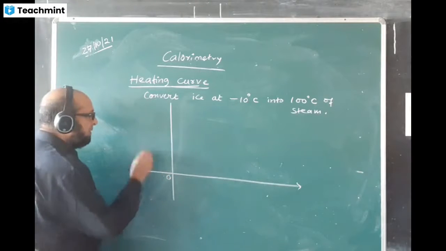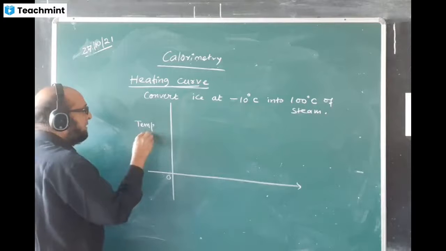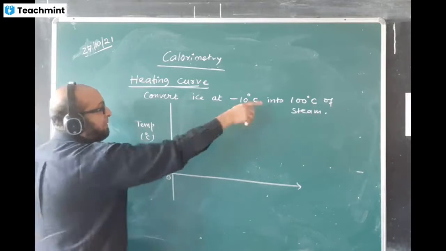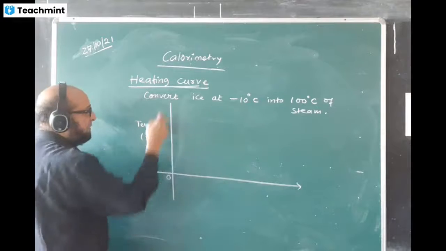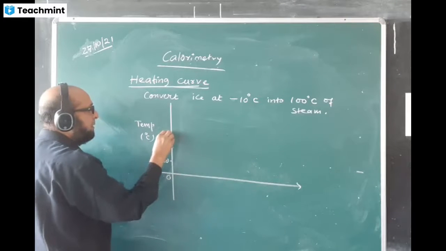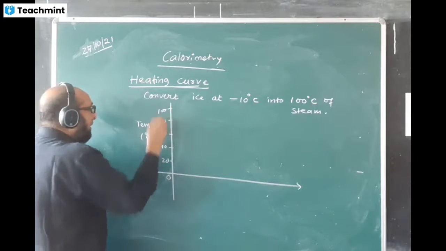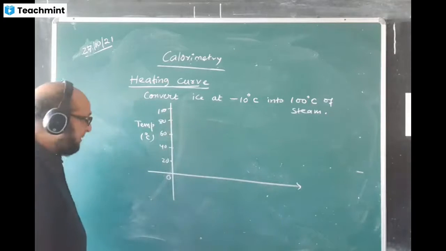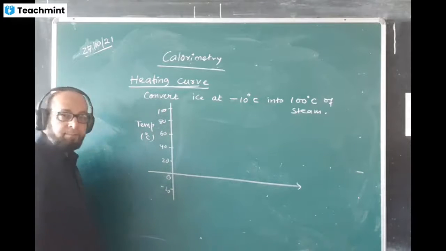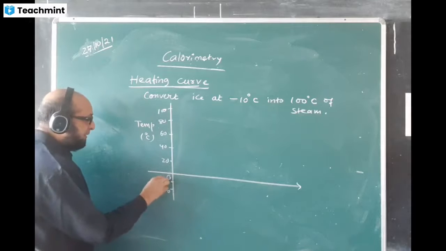This is 0 degree. I show temperature here, temperature in degrees Celsius. The temperature values are minus 10 and 100, which we must show. Since 100 will be too long, I am showing 20, 40, 60, 80, 100. And here I'll show minus 20. Minus 10 is midway here.